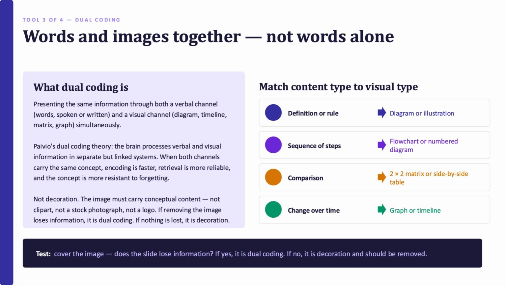To apply this effectively, match content type to visual type. For a definition or rule, use a diagram or illustration. A sequence of steps is best displayed with a flowchart or numbered diagram. When making a comparison, employ a 2x2 matrix or side-by-side table. And to represent change over time, select a graph or timeline.